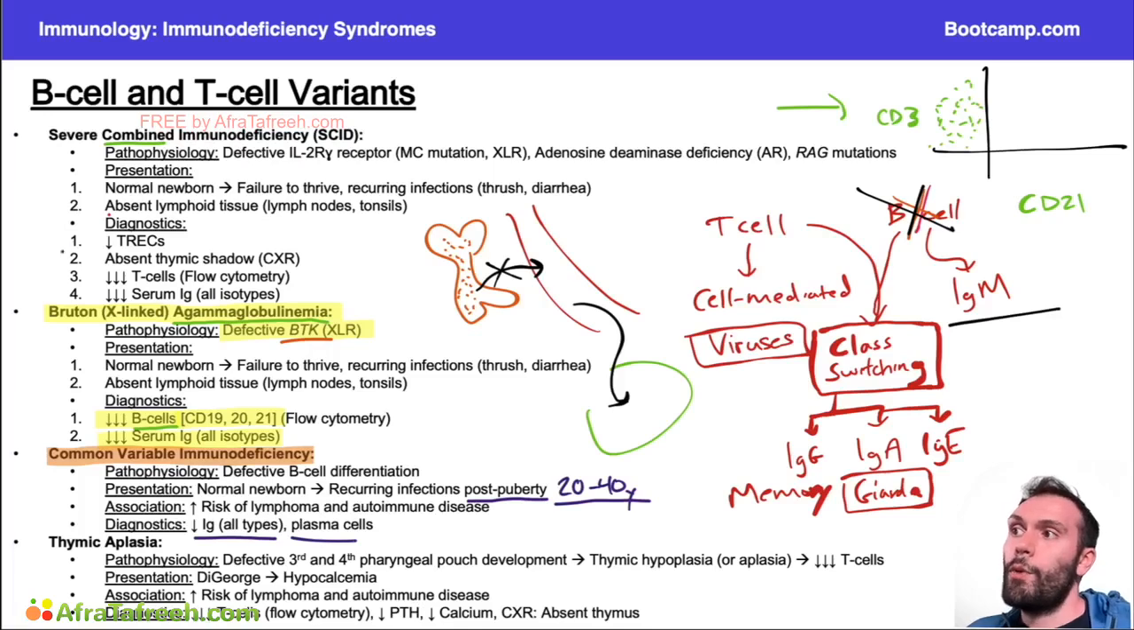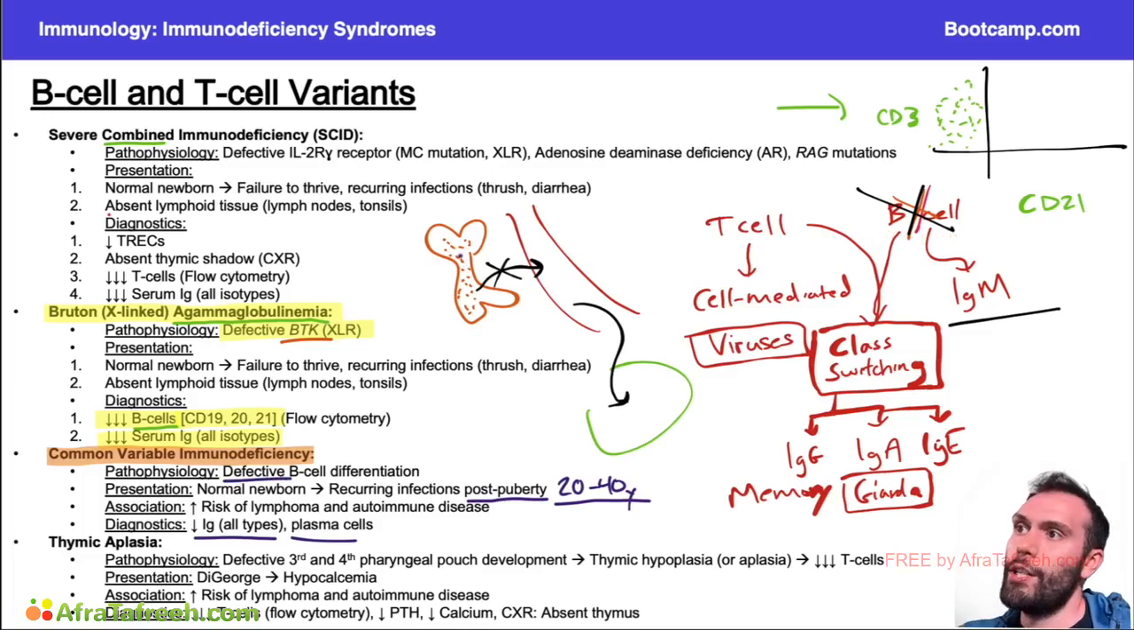With Bruton's, we were basically saying, look, we can't get any of those B cells out of the bone marrow, right? So we effectively have no B cells. The difference here is that in common variable immunodeficiency, we actually have B cells. We have normal levels of B cells. So on flow cytometry, we wouldn't expect to have no CD19 or 20 or 21 markers. We would see them. However, the issue is that we have B cells, but they don't work correctly.